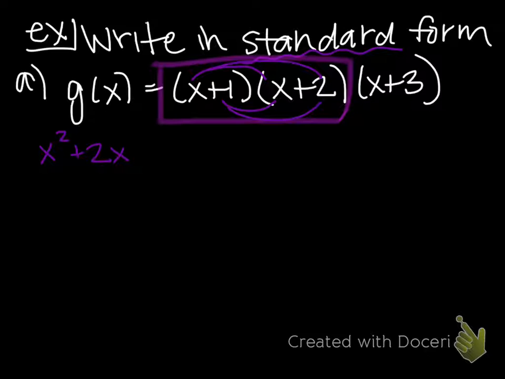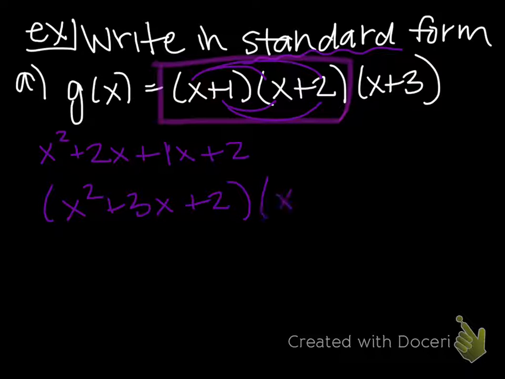I'm going to just go ahead and do FOIL. So x squared plus 2x plus 1x plus 2. And when I combine them, I get x squared plus 3x plus 2. And now I'm going to bring that third binomial down.